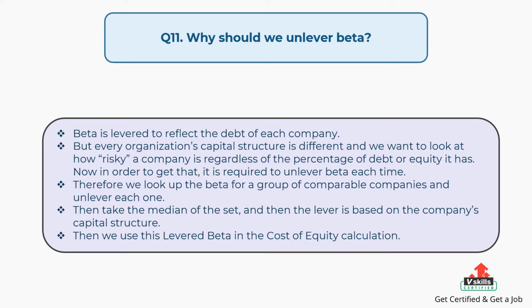Now in order to get that, it is required to unlever beta each time. Therefore we look up the beta for a group of comparable companies and unlever each one. Then take the median of the set, and then the lever is based on the company's capital structure. Then we use this levered beta in the cost of equity calculation.